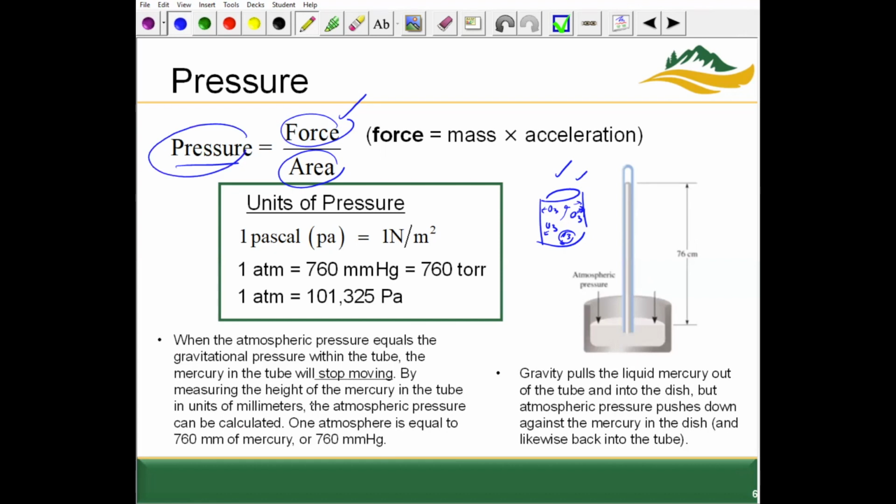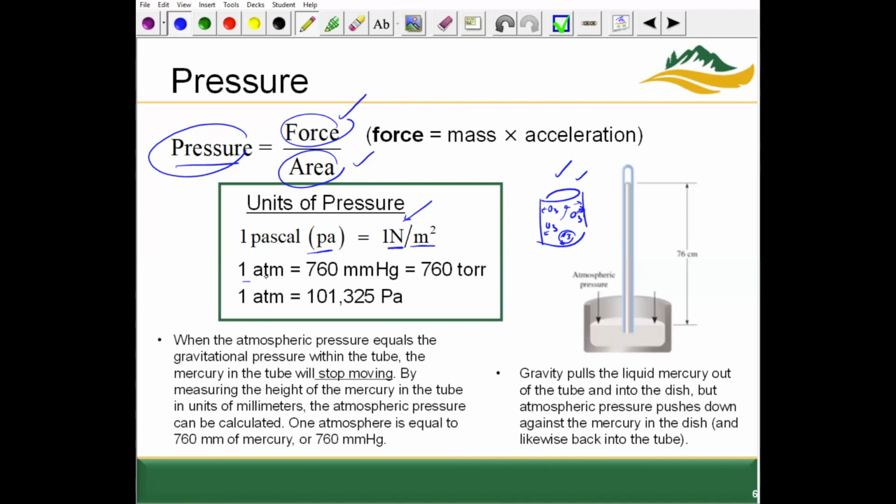So for pressure, we can have pascals. That's really the same as a Newton per meter squared. If you recognize a Newton from one of your past classes, it's a measure of force. So pressure can be in pascals. This is the same thing. 1 pascal is equal to 1 Newton per meter squared.